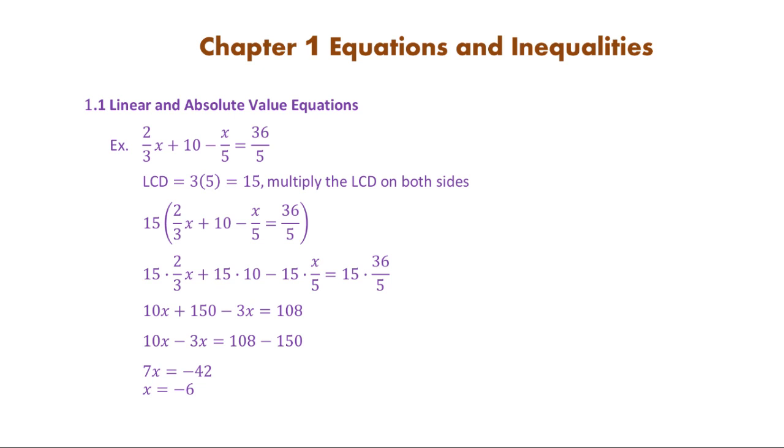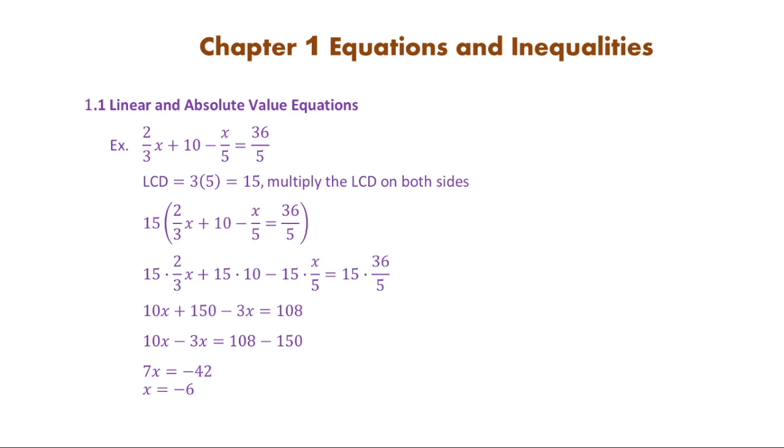Well, 15 will come up on the top and 3 at the bottom. So you can actually cancel 3 from 15, you get 5. And then 5 times 2 is 10. So again, you get 10x, right? Isn't it? Okay, so that's the first term. The second term is 15 times 10, you get 150. Okay, that's easy.